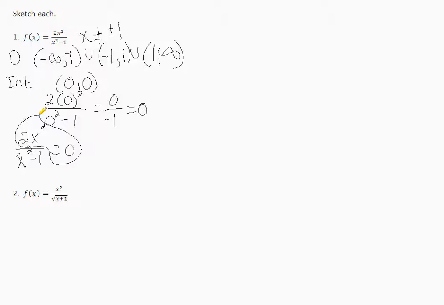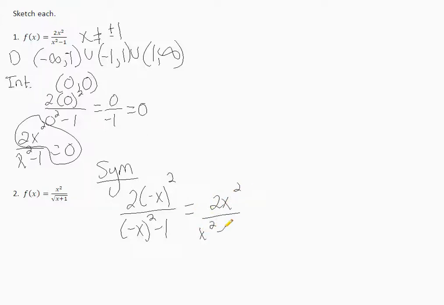Symmetry. I want to test for symmetry. So for symmetry, you could keep organized on your sheet, if I plug negative x into the function, what happens? Well, it becomes 2x squared over x squared minus 1, which is the exact same thing. So I'm even, so I have symmetry over the y-axis.